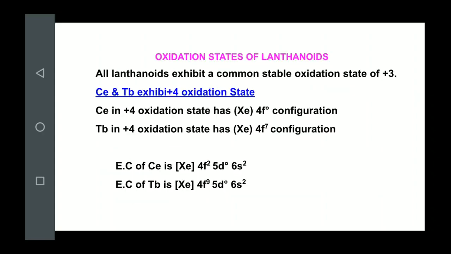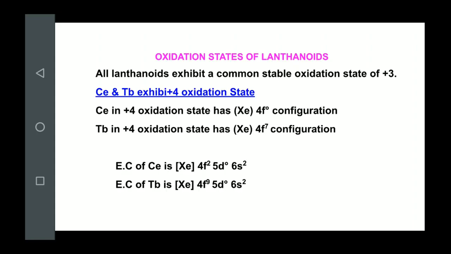Okay. Now, oxidation states of lanthanoids. Remember, students, all lanthanoids will exhibit the +3 oxidation state. Apart from the +3 oxidation state, a few of the lanthanoids will also exhibit some other oxidation states. For example, cerium and terbium exhibit the +4 oxidation state. +4 means loss of 4 electrons. They are stable by losing 4 electrons.